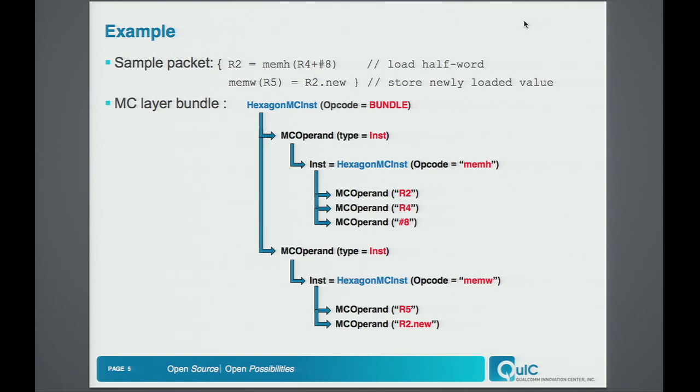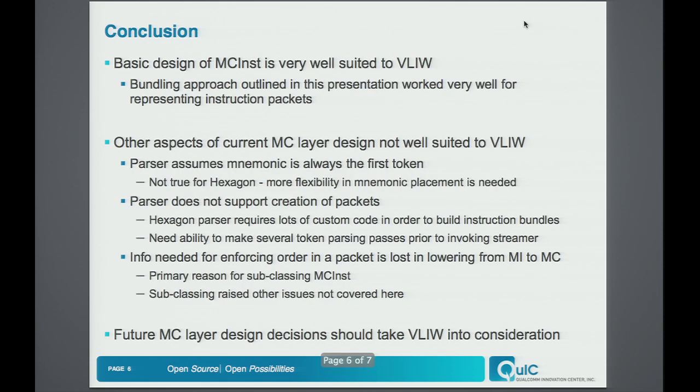There's that packet again that I was just talking about, and this is what it would look like in the MC layer bundle. We've got a top-level Hexagon MCInst that's declared as bundle, and then both of those instructions are declared as MC operand types, and you can see that the actual inst would be another Hexagon MCInst that is declared, in the first case, as memh and then the relevant operands, and in the second case, memw and the relevant operands.